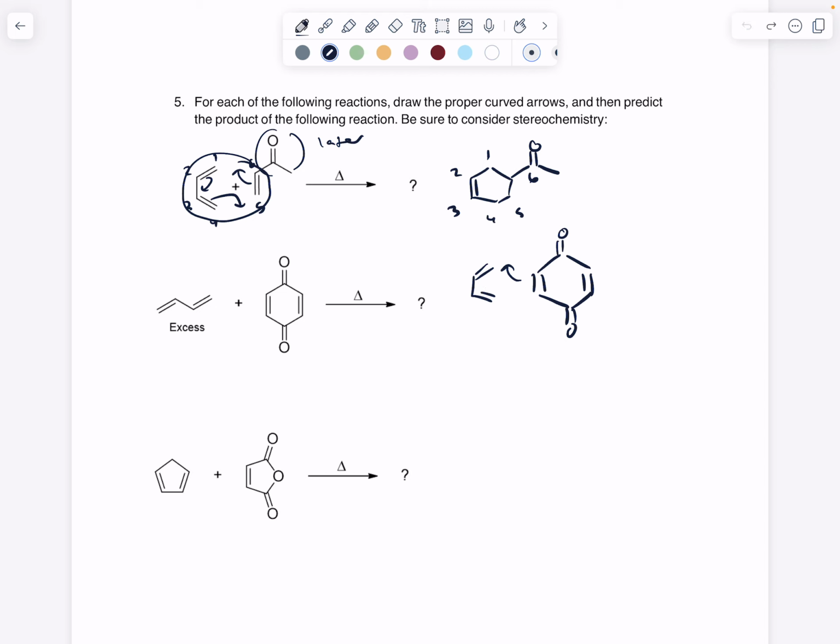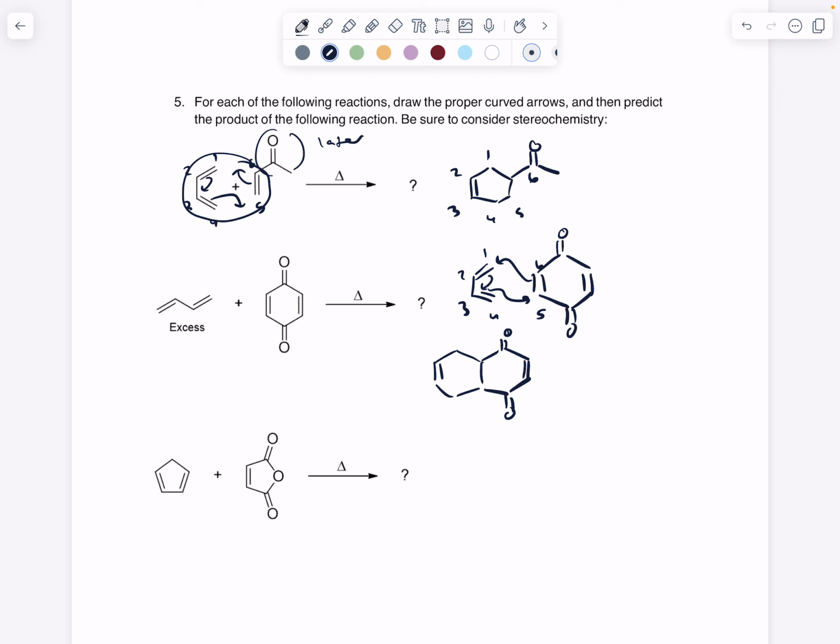Another way you could draw your curved arrows, I'll do it this way, is by drawing this pointed here. That's another proper way. For me, that's a little bit harder to visualize, but it is useful if, like in the next example, the diene's already in a double bond, or in a ring, that I think this is a better way to draw your curved arrows. So I think initially it would form, see, 1, 2, 3, 4, 5, 6, this structure.